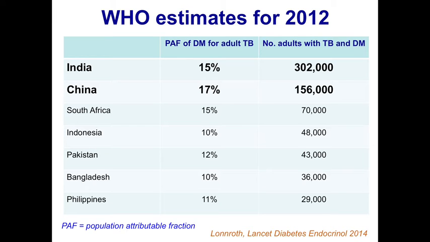And if you look at the countries mainly involved, of course, not surprisingly, India tops the list here with about 300,000 adults with TB and diabetes. China next with 150,000. Interestingly, South Africa next at 70,000. And then we have a range of large Asian countries: Indonesia, Pakistan, Bangladesh, and the Philippines.